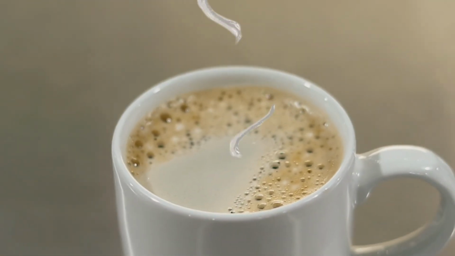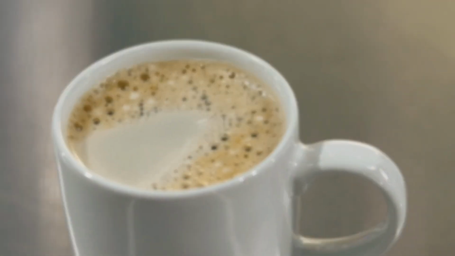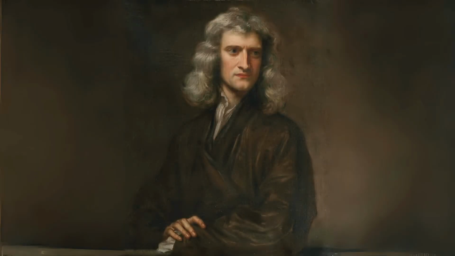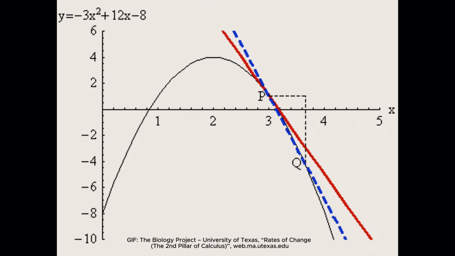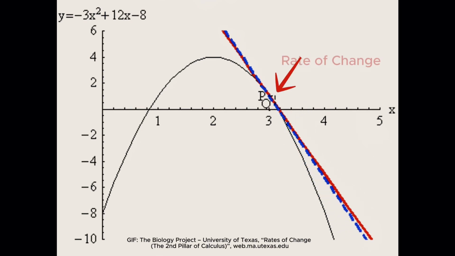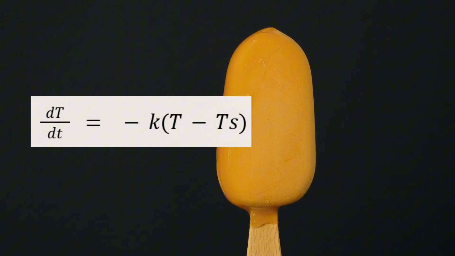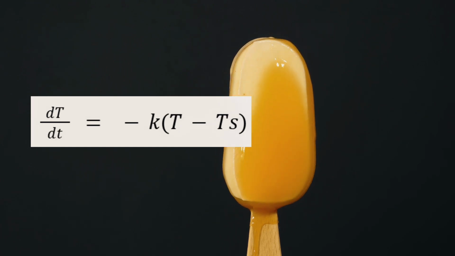You leave this coffee on the table, something interesting happens. Coffee slowly cools down until it matches the room temperature. This is called Newton's law of cooling, and it's actually a differential equation, which means it uses derivatives to describe how temperature changes over time. The formula for this is dT/dt equals negative k times (T minus Ts).